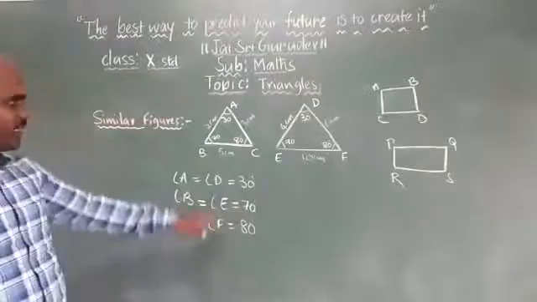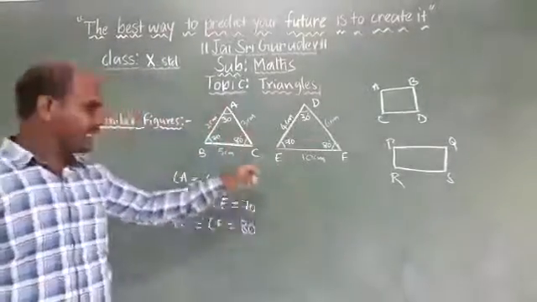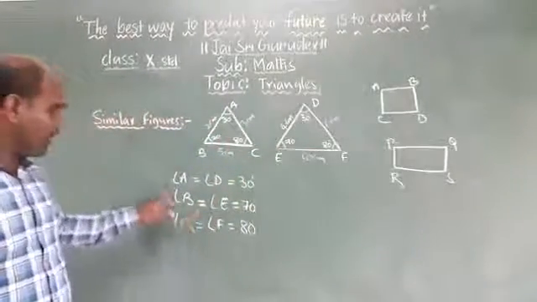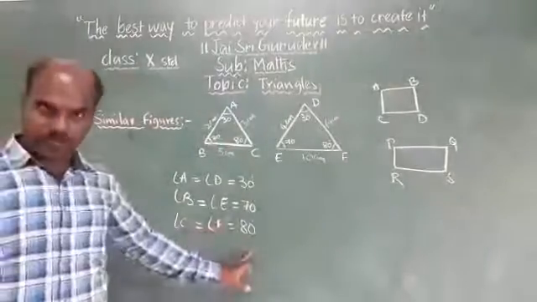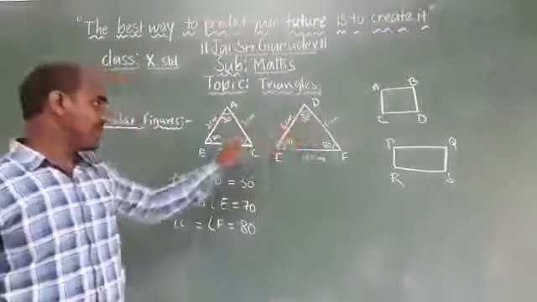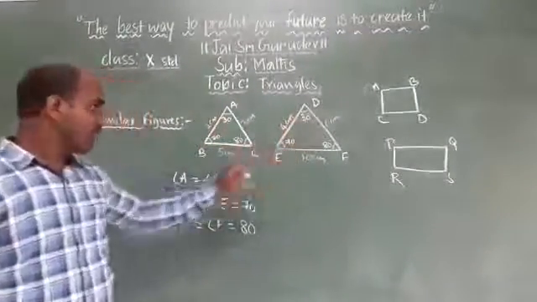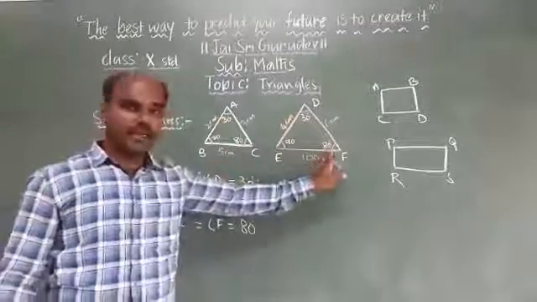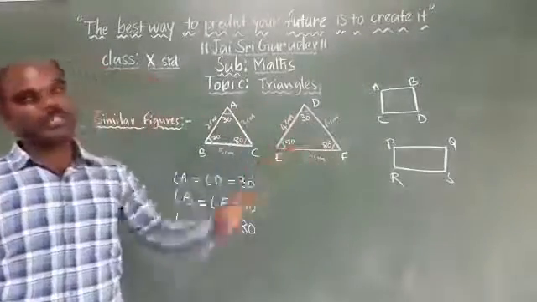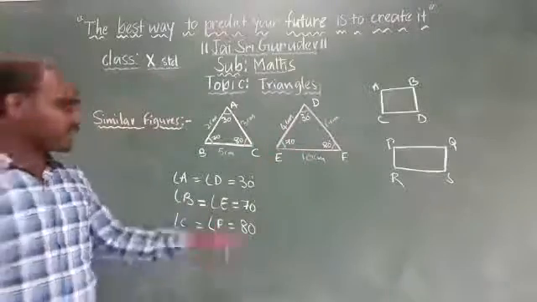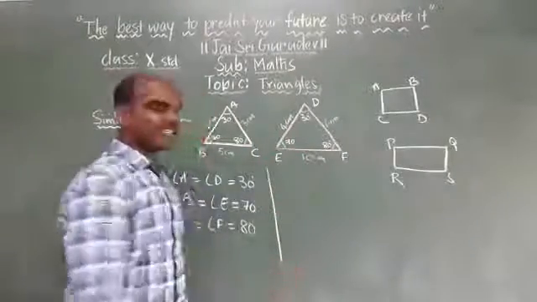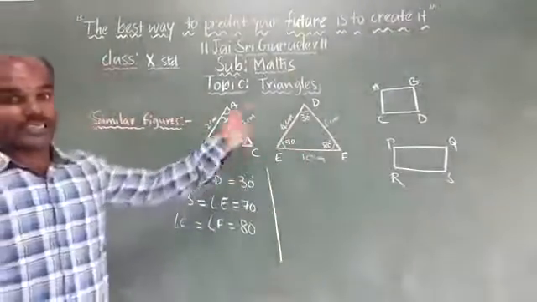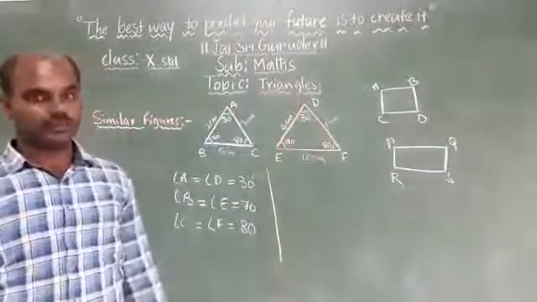According to our first condition, it is satisfied, all the angles are equal. Angle A equals angle D, angle B equals angle E, and angle C equals angle F. First condition is satisfied. As well as the second condition. The second condition is that corresponding sides are in proportion.